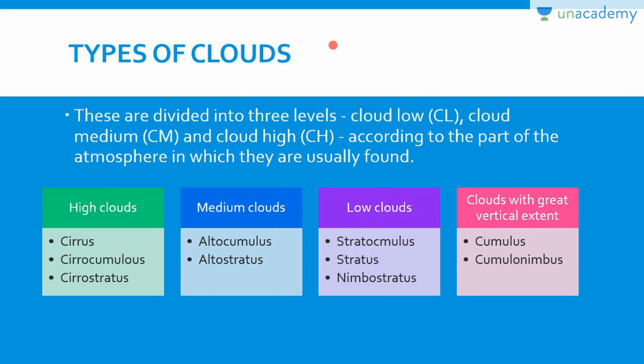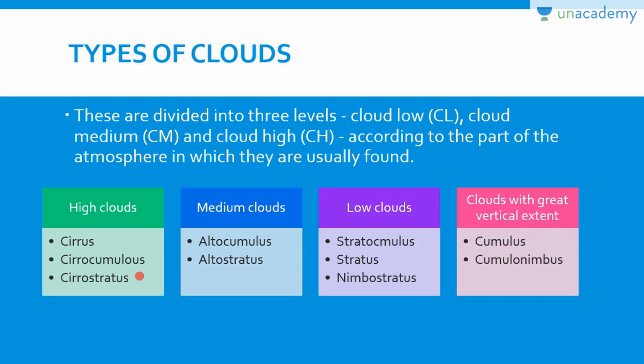Now let's discuss the types of cloud. Clouds can be classified on the basis of their height. That is high clouds, medium clouds, low clouds and clouds with great vertical extent. High clouds have a height from 20 to 40,000 feet. They are classified into three types: cirrus clouds, cirrocumulus and cirrostratus.